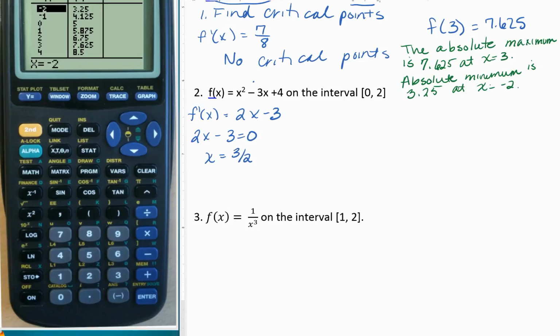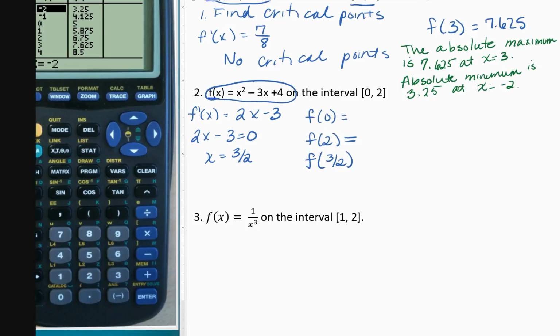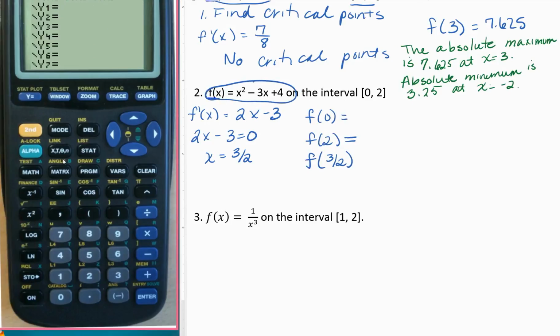Now 3 halves is in our interval, so we need to test 3 things now. And we also need to check, is there any place where the derivative is undefined? There's not. So we're going to do f of 0 and f of 2. We always do our 2 endpoints and our critical values. And again, we plug all of these into the original function. So we're going to go to our y equals here and put in x squared minus 3x plus 4.